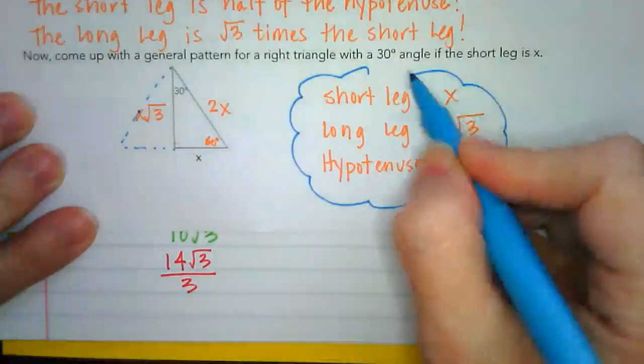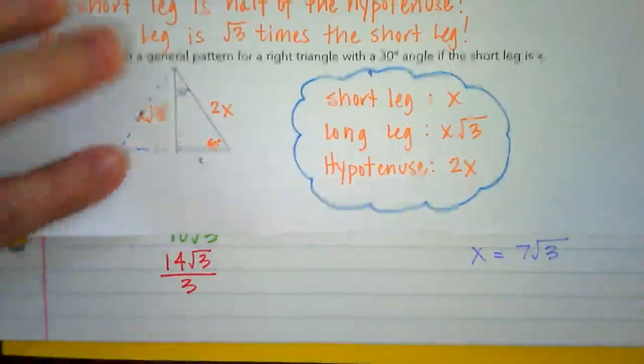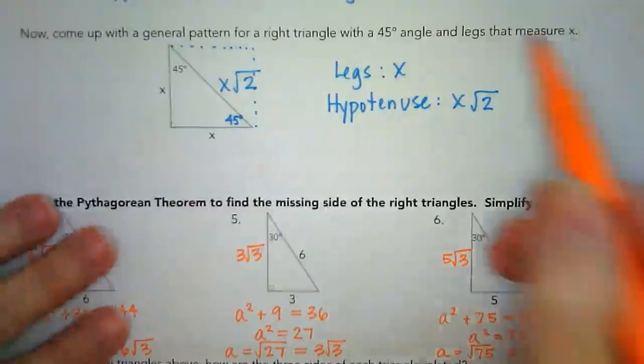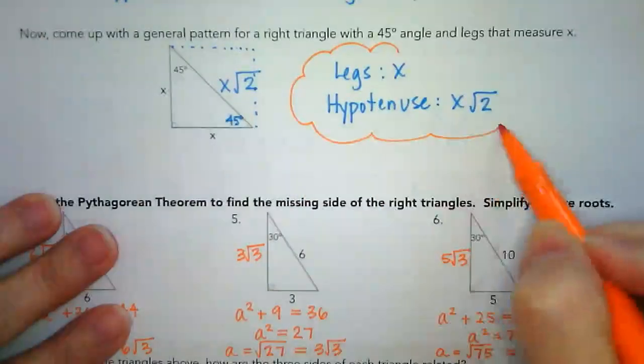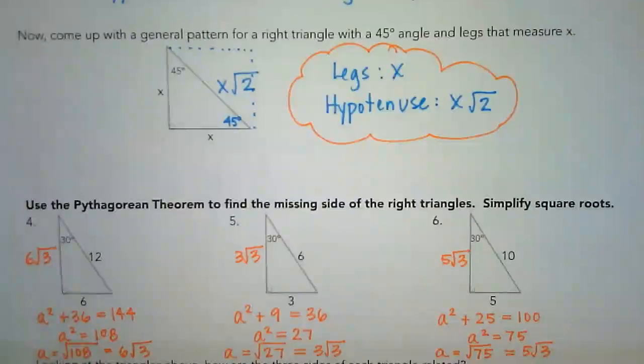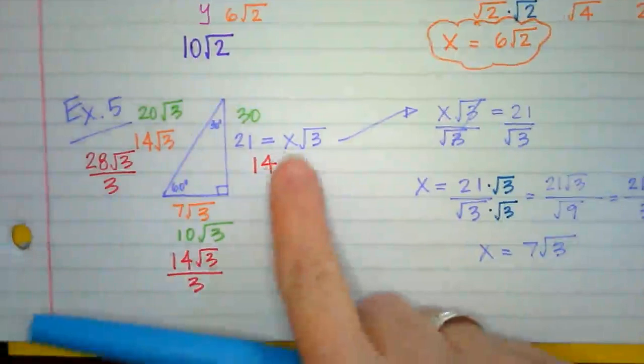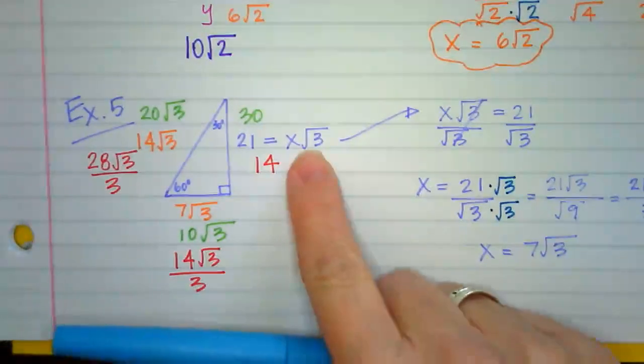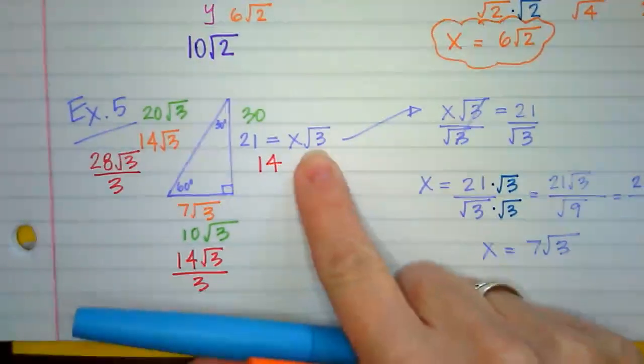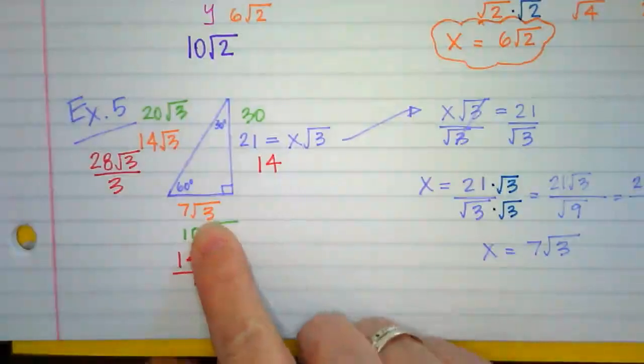So here's your pattern for 30, 60, 90 triangles. And then here is your pattern for the 45, 45, 90 triangles. And then again, just remember that if it's a side where you have to go backwards, then divide by the number in the square root, and then you have to include the square root.